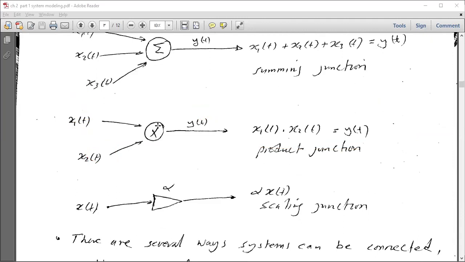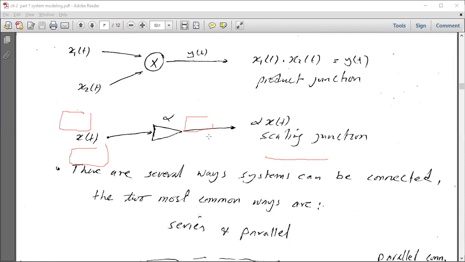Second way to connect this system, you multiply. We call it a product junction. This is a system. You multiply x1, signal 1, with signal 2, and you get the output. Or the third one, you scale, a kind of scaling. The system is just scaling the input, and you get the output: alpha x of t, scaling junction.